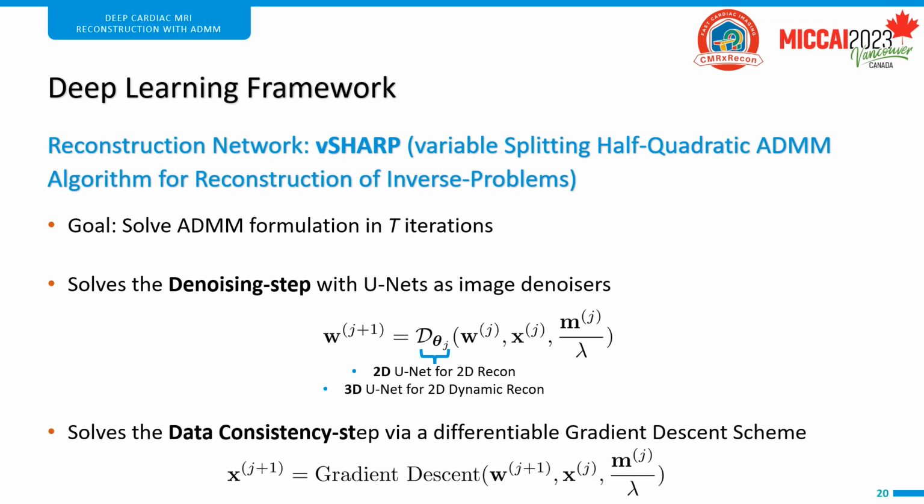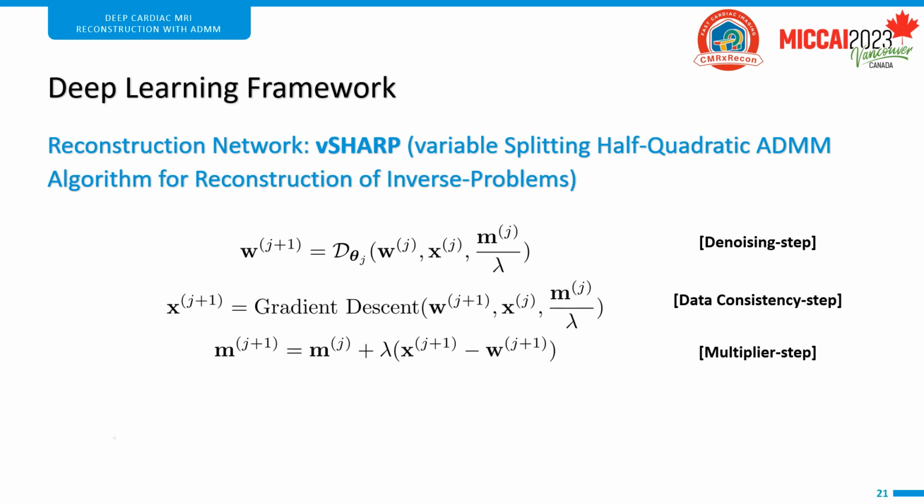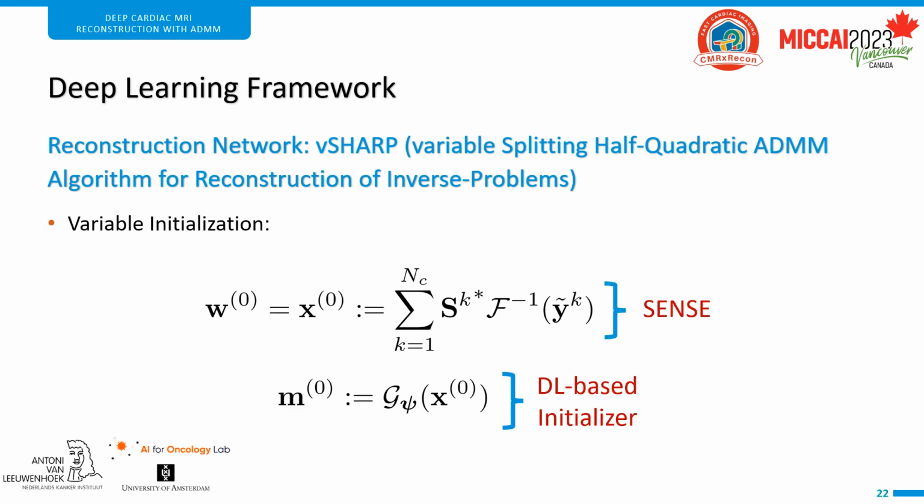Secondly, V-Sharp addresses the data consistency step through a differentiable gradient descent scheme, which unfolds iteratively over multiple steps. Lastly, the multiplier step is straightforward to compute, as it updates the Lagrange multipliers directly. A critical element in ADMM success lies in the smart initialization of its optimization variables.